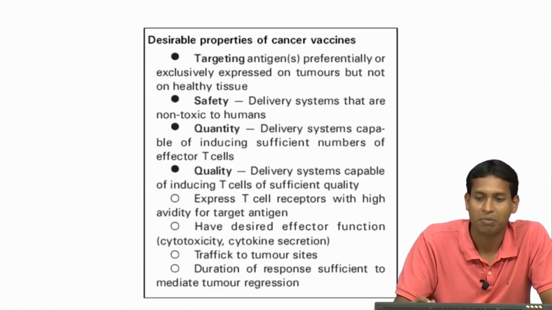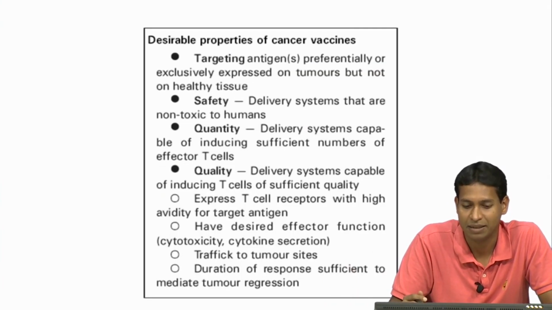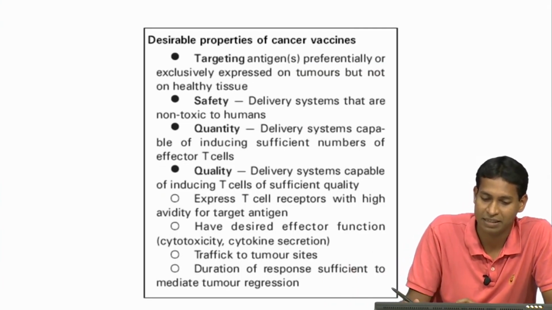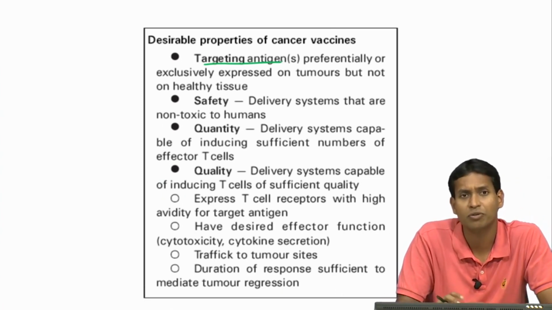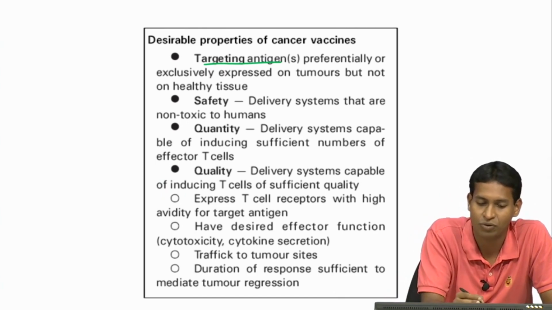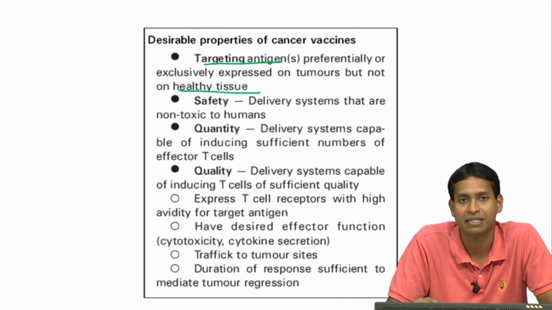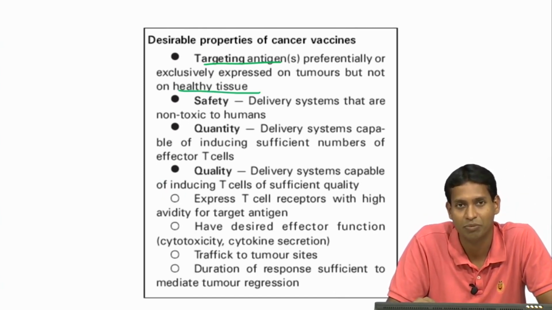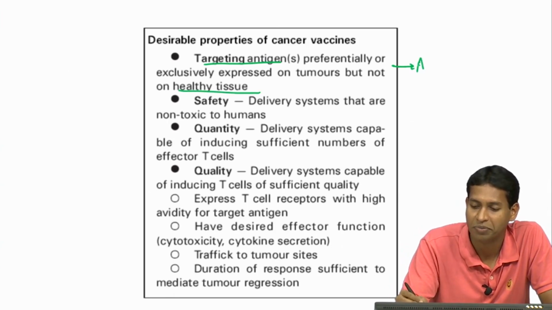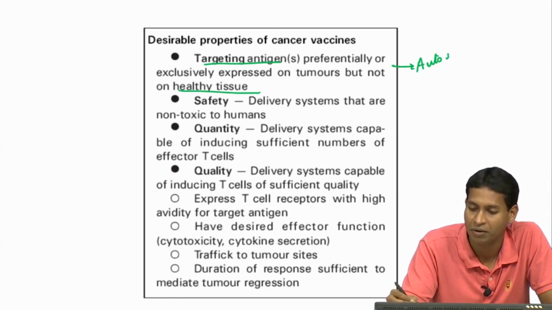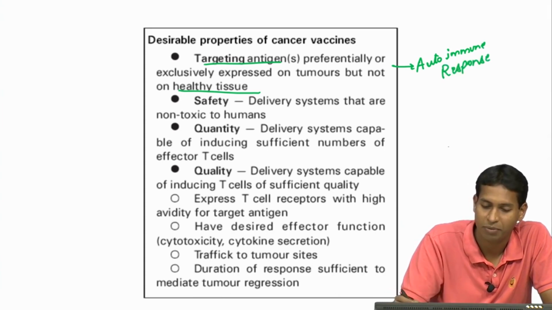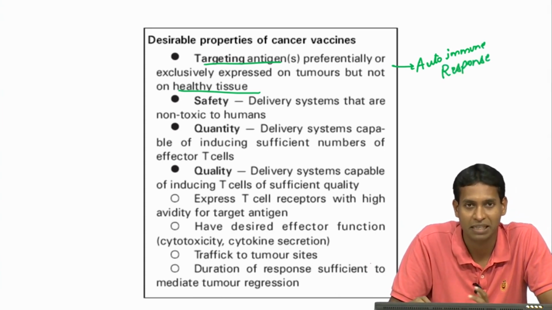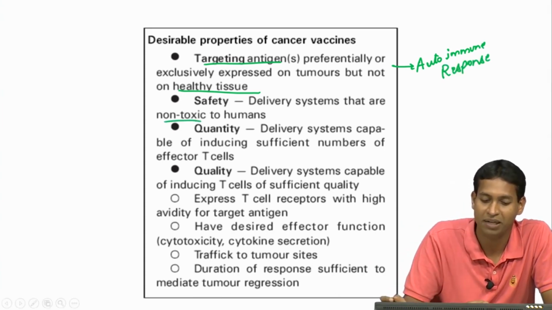So, what are some of the desirable properties of cancer vaccines? Of course, one is that it targets antigens preferentially that are exclusively on tumors, but not on healthy tissue. Again, if you use antigens that are present on healthy tissues, then you may have an autoimmune response being generated. It should be fairly safe and non-toxic to human cells, of course, and that is true with any kind of treatment.